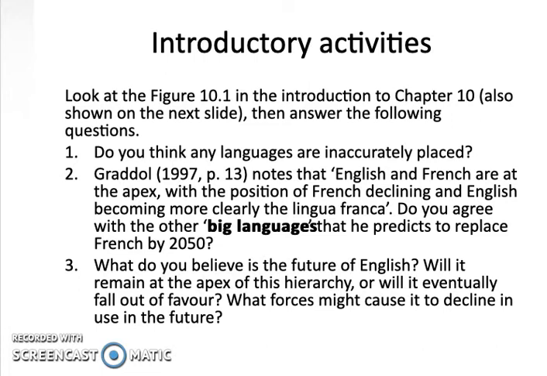Graddol notes that English and French are at the apex, with the position of French declining and English becoming more clearly the lingua franca. Do you agree with the other big languages that he predicts to replace French by 2050? And what do you believe is the future of English? Will it remain at the apex of its hierarchy, or will it eventually fall out of favor? What forces might cause it to decline in use in the future? As I mentioned above, you will try to answer these questions later, and you can leave your answers as a comment, and I will read them.